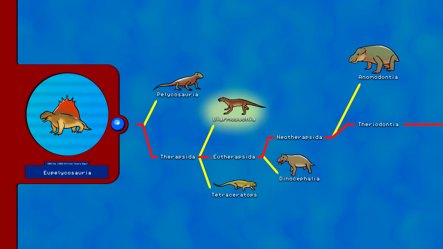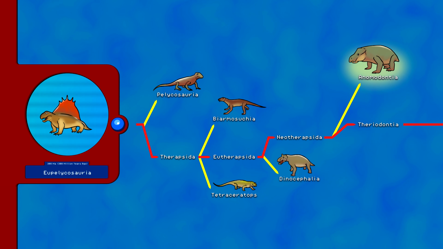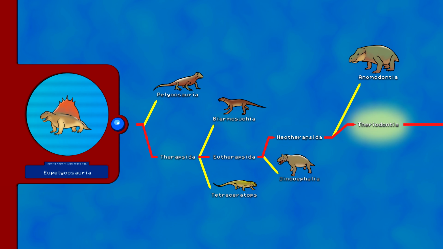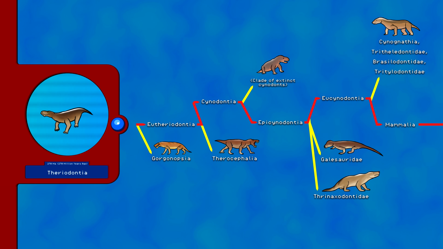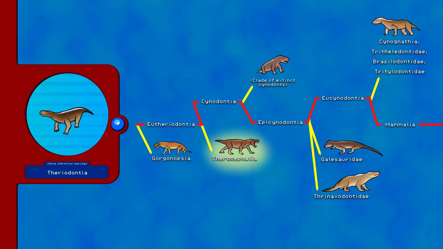Eutherapsida branched to include the Neotherapsids and Dinocephalia. Then Neotherapsida branched to include Anomodonts, which were the dominant terrestrial herbivores at the time, and the Theriodonts. Interestingly, Theriodontia includes Eutheriodontians as well as Gorgonopsians, which were apex predators such as Gorgonops and Sauroctonus. Eutheriodontia includes the Cynodonts and Therocephalians, nicknamed the beast-heads, and includes species like Prosictodon and Moschorhinus kitchingi.